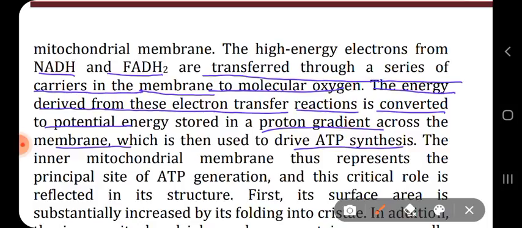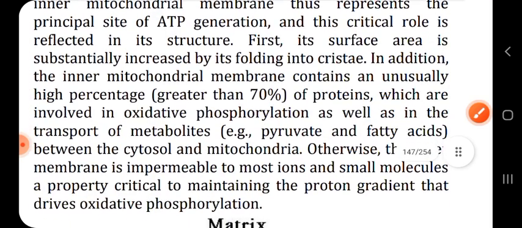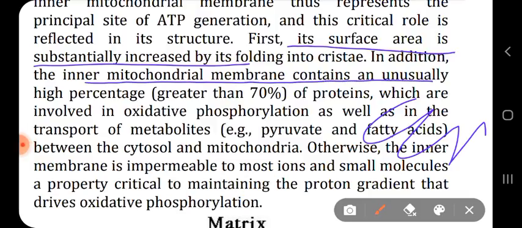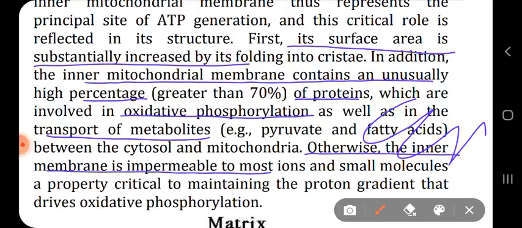So that's why the inner mitochondrial membrane is the principal site of ATP generation, and its structure reflects that role. As we have seen, the inner mitochondrial membrane has a large surface area because of the folding into projections, cristae-like structures. In addition, most of the proteins involved in oxidative phosphorylation and in the transport of metabolites are found within the inner mitochondrial membrane. Otherwise, the inner mitochondrial membrane is quite impermeable to most ions and small molecules.